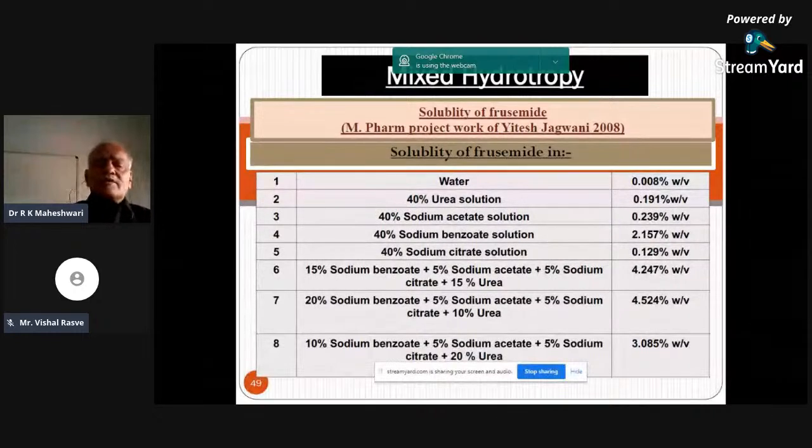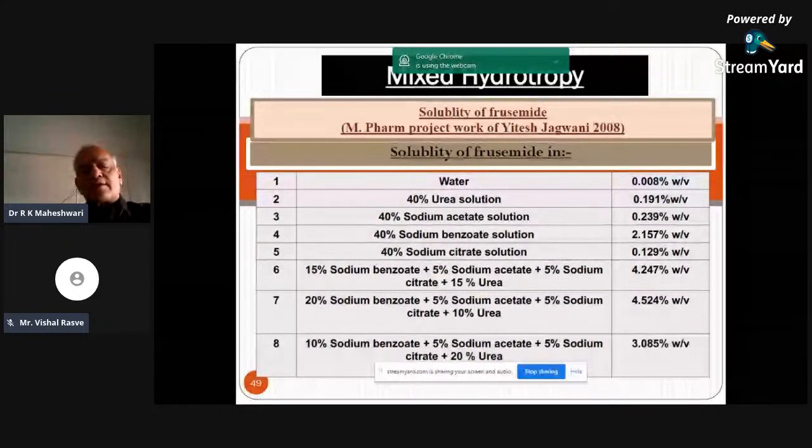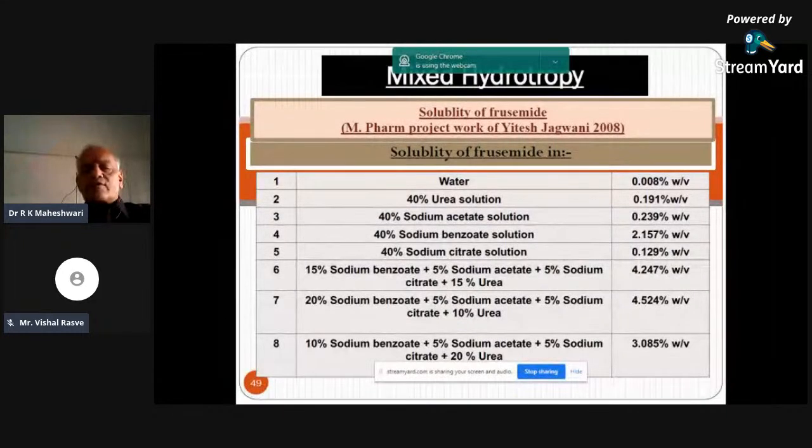There was no systematic method, but by trial and error, he has used so many combinations of all these four hydrotropic agents: urea, sodium acetate, sodium benzoate, and sodium citrate. Number 6, you see 15% sodium benzoate, 5% sodium acetate, 5% sodium citrate, and 15% urea solution. So total became 15 plus 5 plus 5 plus 15, so total became 40% mixed hydrotropic solution.